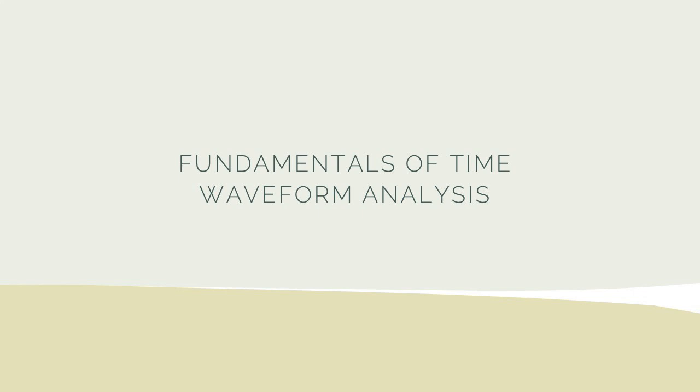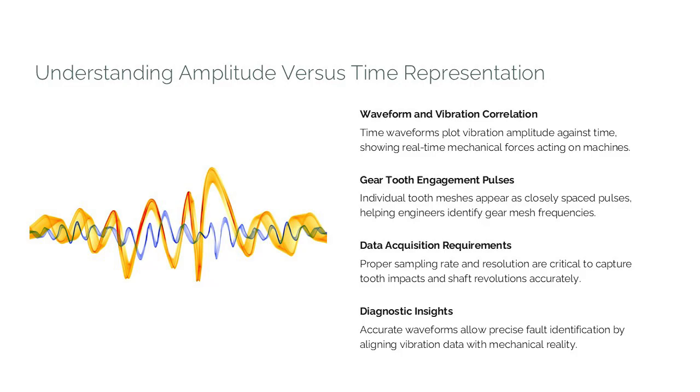Understanding amplitude versus time representation: fundamentals of time waveform analysis. A time waveform represents vibration amplitude plotted directly against time, providing a real-time view of how mechanical forces act on a machine. In gearbox analysis, this representation is especially powerful because it allows engineers to correlate vibration events with physical processes such as shaft rotation and gear tooth engagement.